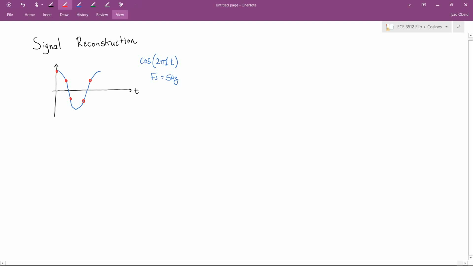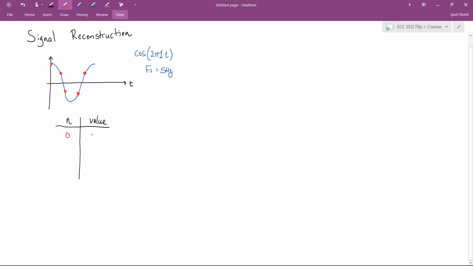And if I were to make a table of those samples, that table would look like this. So I would have the sample number and then the value. So the 0th sample is going to be cosine of 0, which is 1. The first sample will be cosine of 2 pi 1 times t. T is 0.2. So that'll give me whatever cosine of 0.4 pi is. And I don't need the specific value right now to make this point.